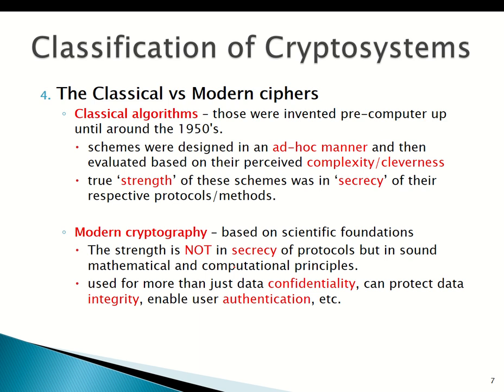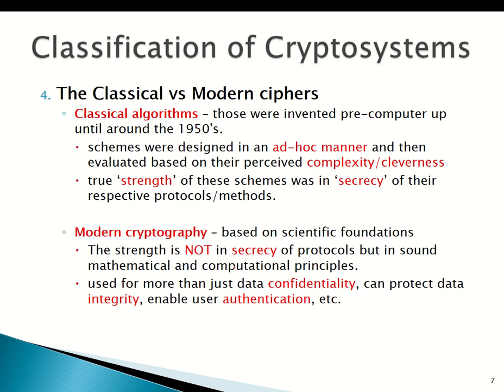The classical algorithms were developed around the 50s. People still use them in simple ways. Their strength depends on how secret the key or the method they are using is. They're not secure anymore because the technology is now more advanced and it's easy to break them. We will study these algorithms in this chapter.